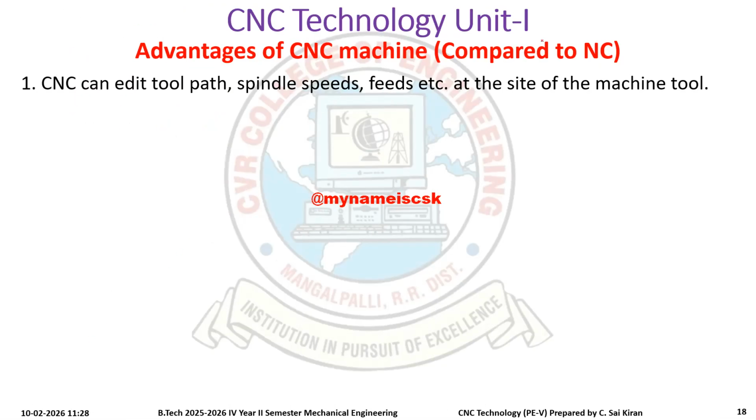And next, advantages of CNC machine compared to NC. CNC can edit the toolpath, and spindle speeds, feed, etc. can be edited in the program itself. But in NC we are using a punch tape, which is already punched. So we have to insert a new tape in order to edit the toolpath and other things at the site of the machine tool.